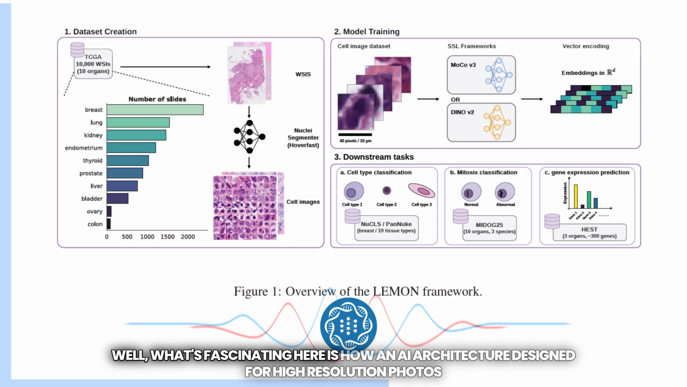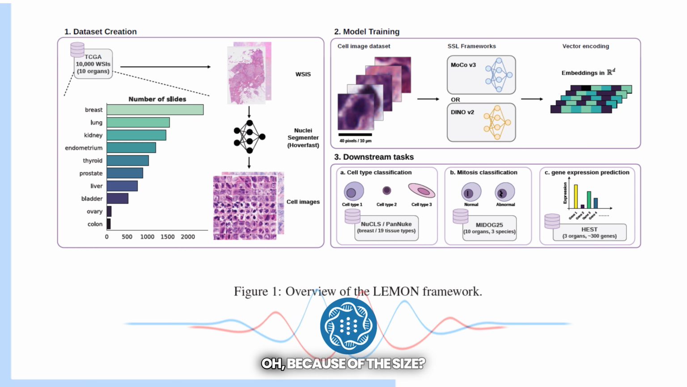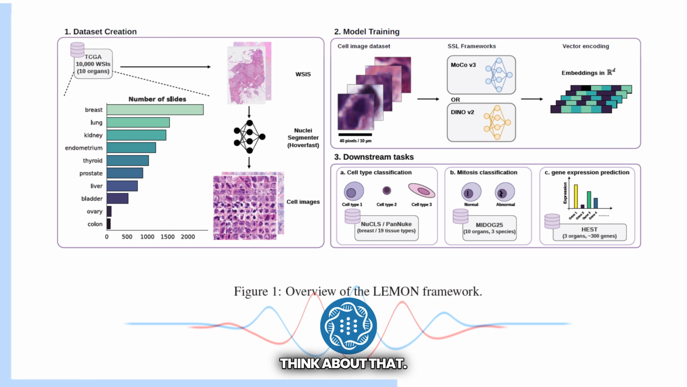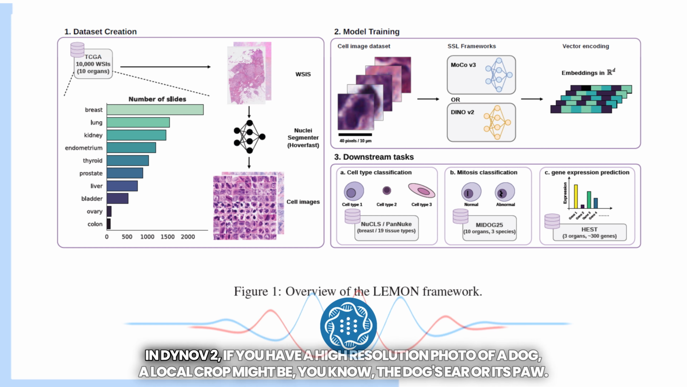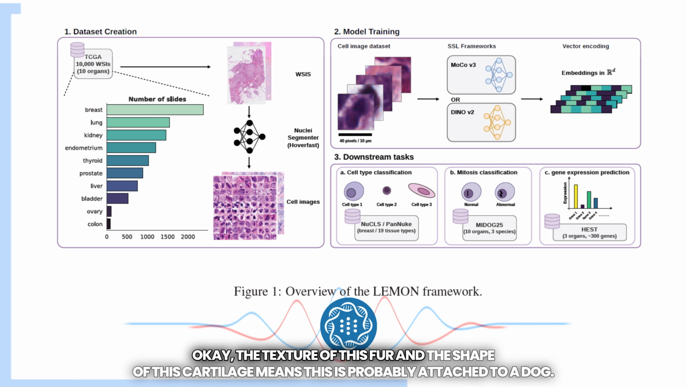Well, what's fascinating here is how an AI architecture designed for high-resolution photos of dogs and cars completely breaks down when you apply it to microscopic biology. Oh, because of the size. Exactly. Think about that local-to-global matching in DINOv2. If you have a high-resolution photo of a dog, a local crop might be the dog's ear or its paw. Right. And the AI can look at that highly detailed ear and deduce, okay, the texture of this fur and the shape of this cartilage means this is probably attached to a dog.